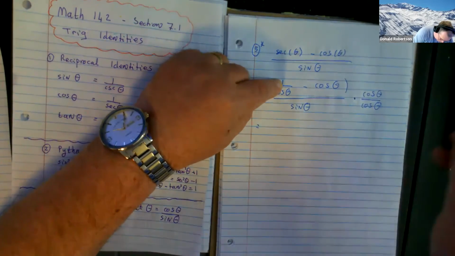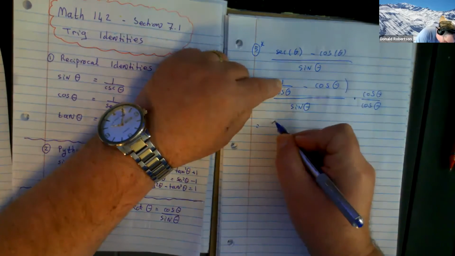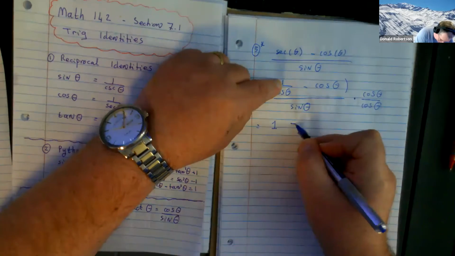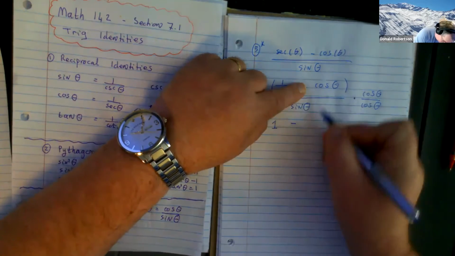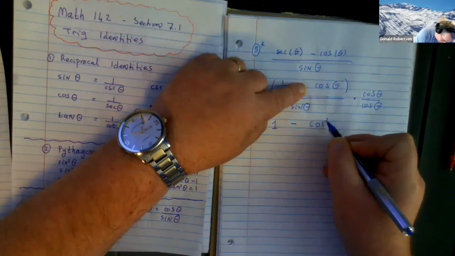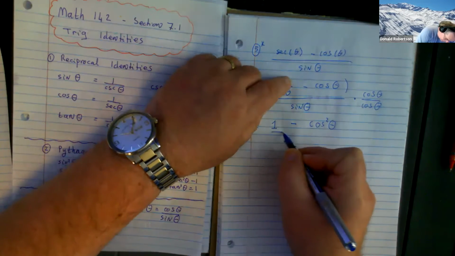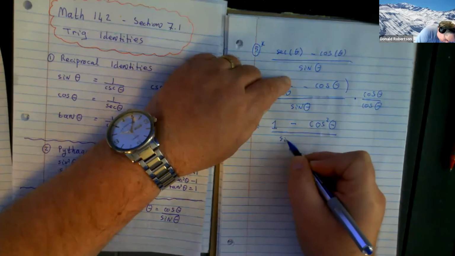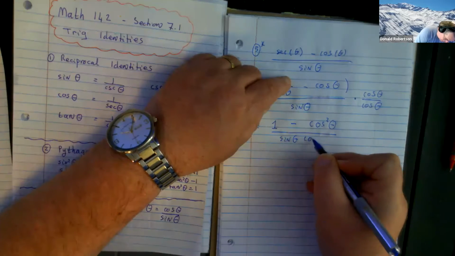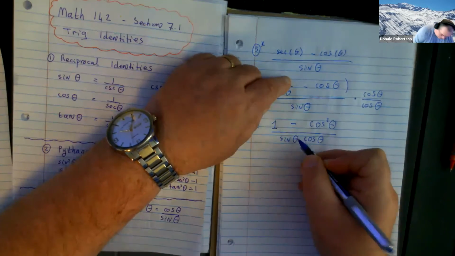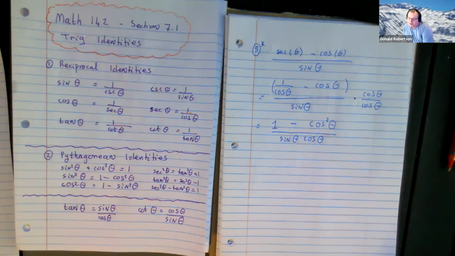1 over cosine theta times cosine theta gets you 1. Take away cosine times cosine gives me cosine squared theta. And on the bottom, I have sine theta cosine theta. Are you comfortable with what I did there? Does that seem reasonable? We're good?